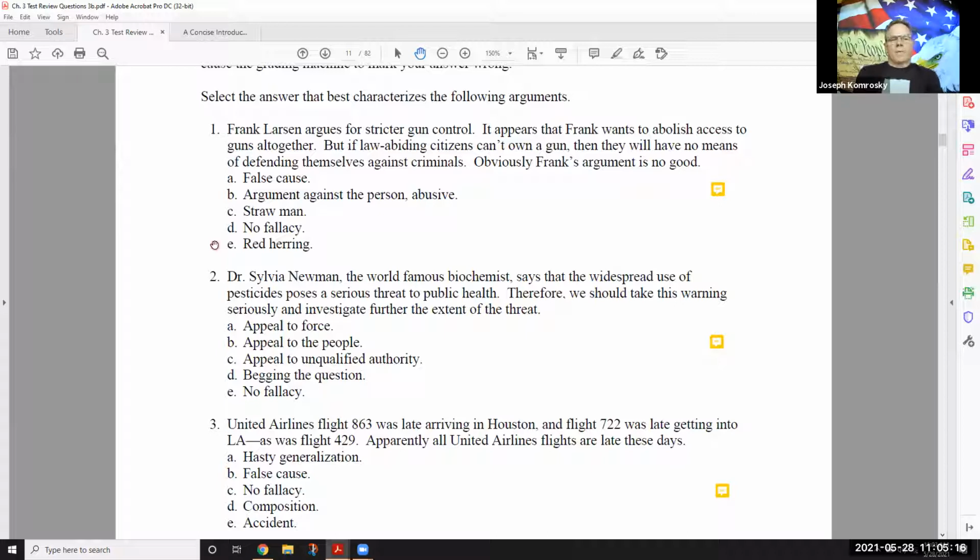Frank is arguing for stricter gun control. And then this person is coming along saying that Frank wants to ban guns altogether, but that's not what Frank said. Frank said stricter gun control. If somebody else comes along and distorts Frank's argument, that is a straw man. When you distort somebody's argument, you can attack it easily.